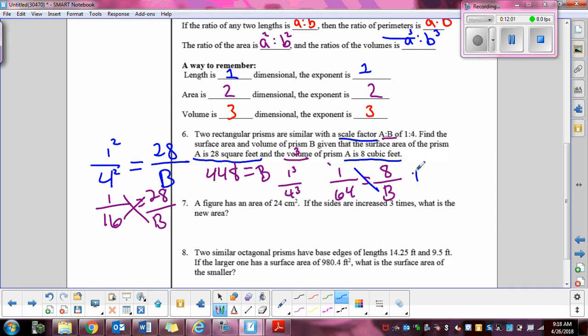What is B's volume? Cross multiply. 1 times B is B. 64 times 8 is 512. So that's how we're going to set this up.